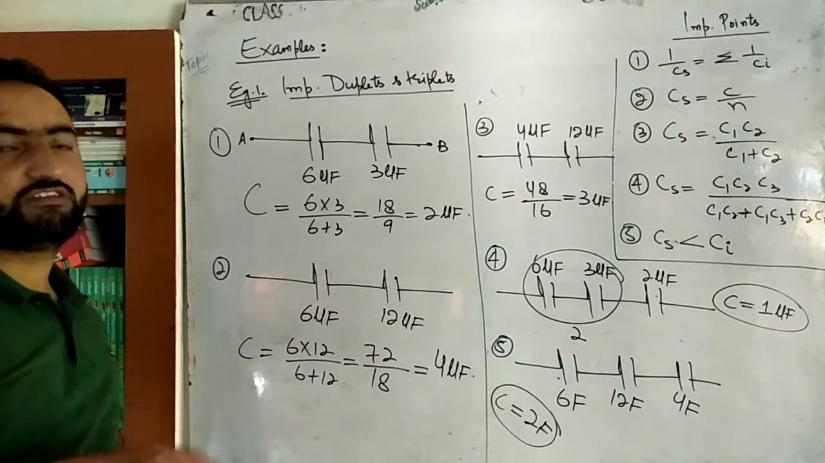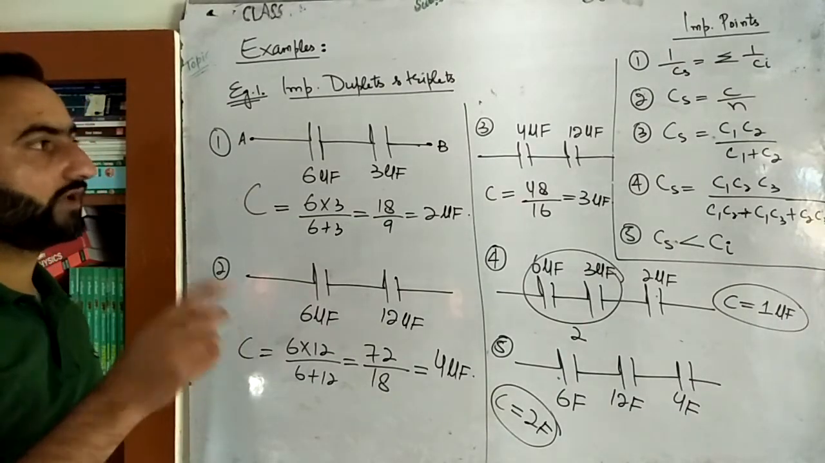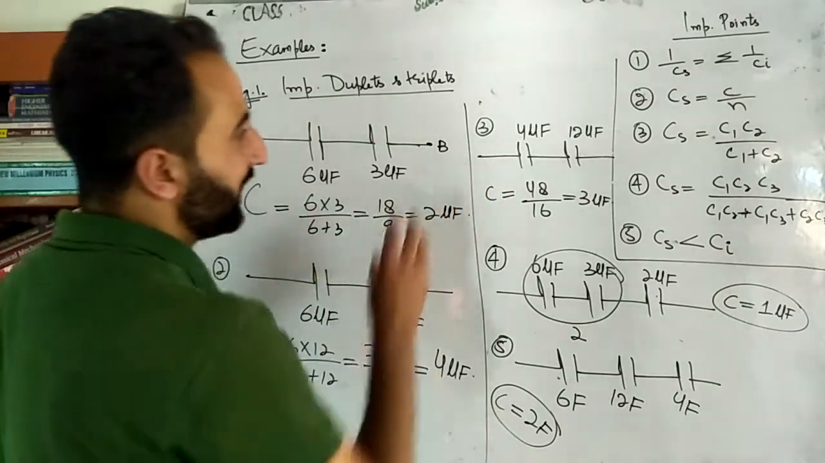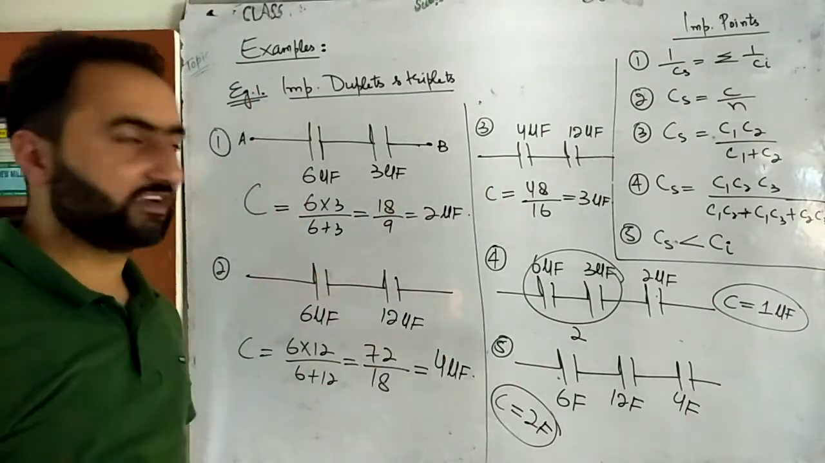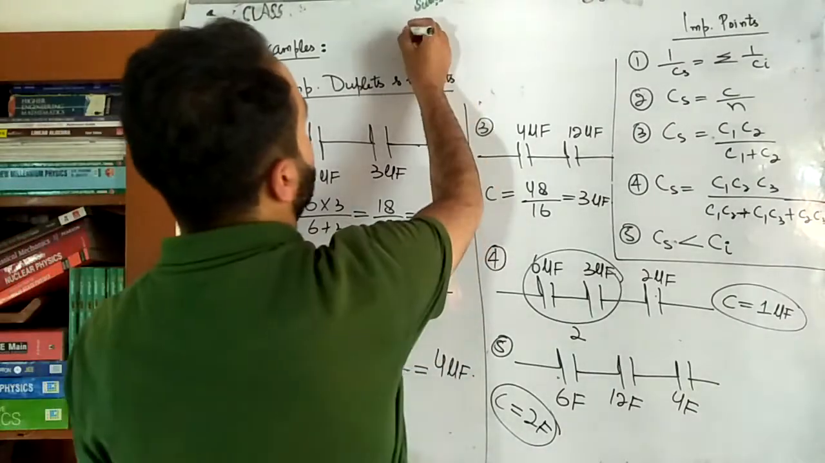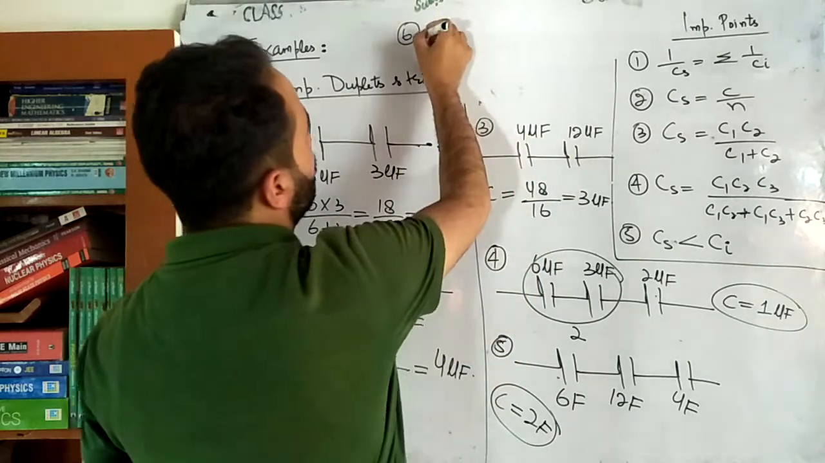6 and 3 is 2. 6 and 12 is 4. Then 4 and 12 that's equal to 3. Okay, continuously you will see these minor circuits are repeated in the big circuits. ठीक है ना बेटा? Okay, so you pause screen. One more example. Let's do one more example here. That's example number 6.